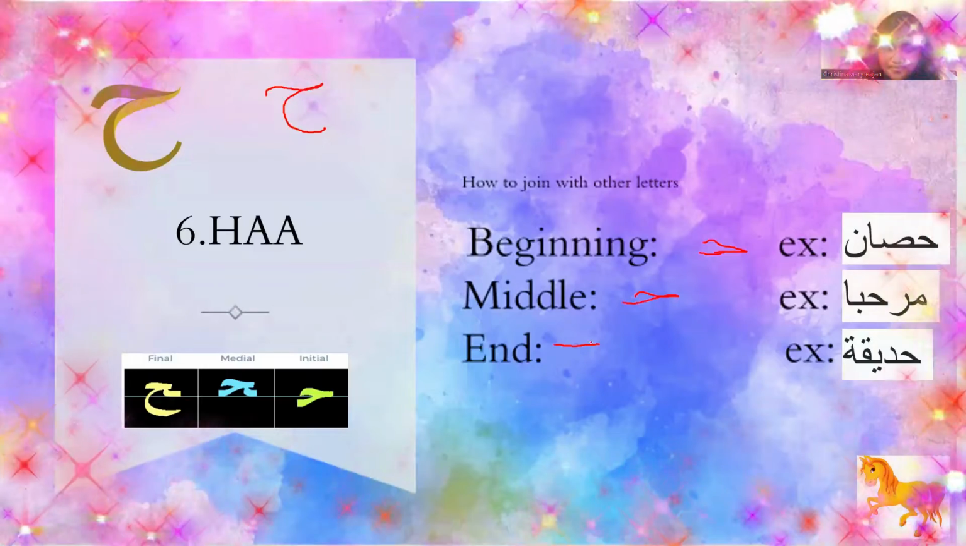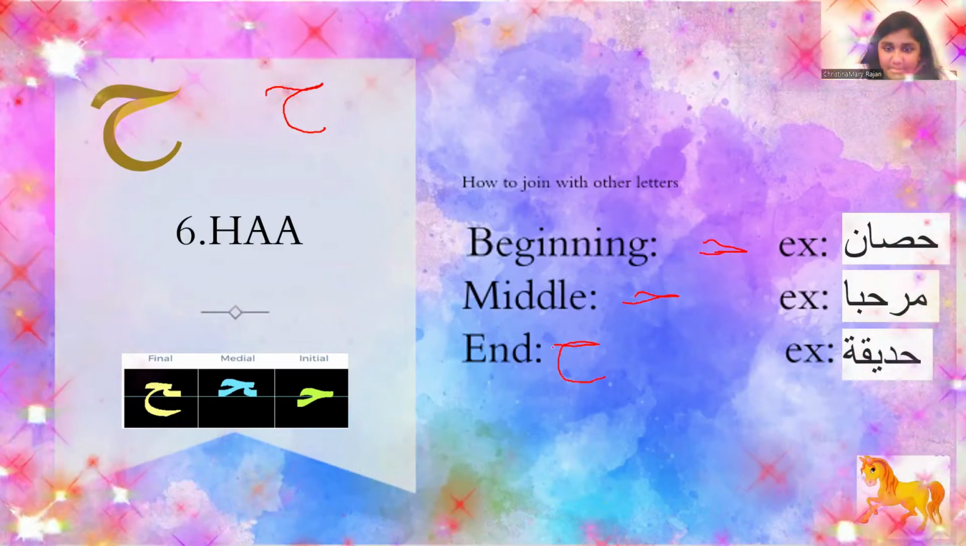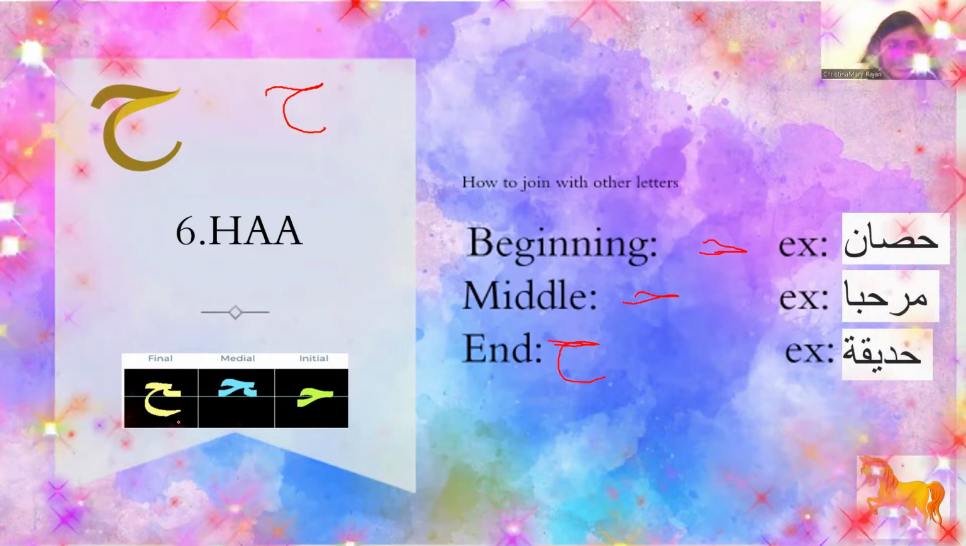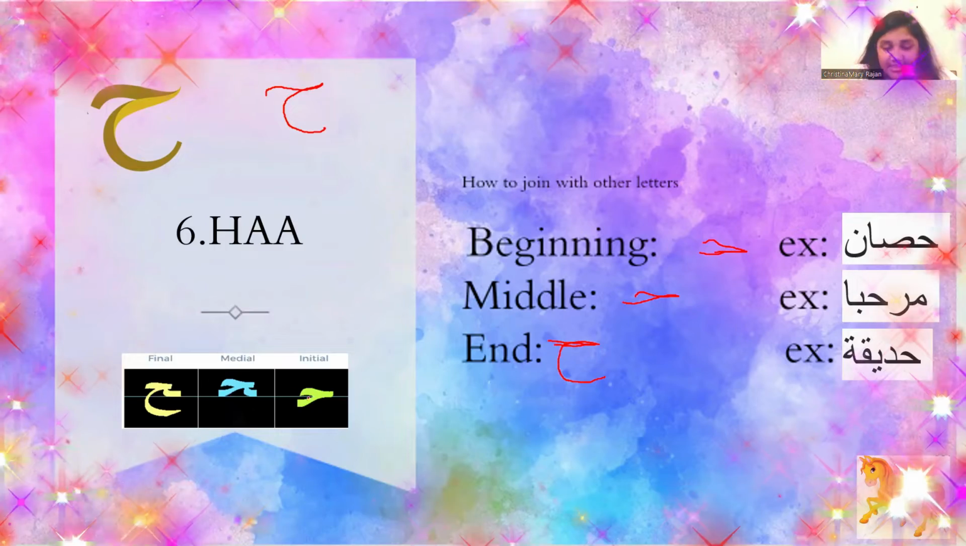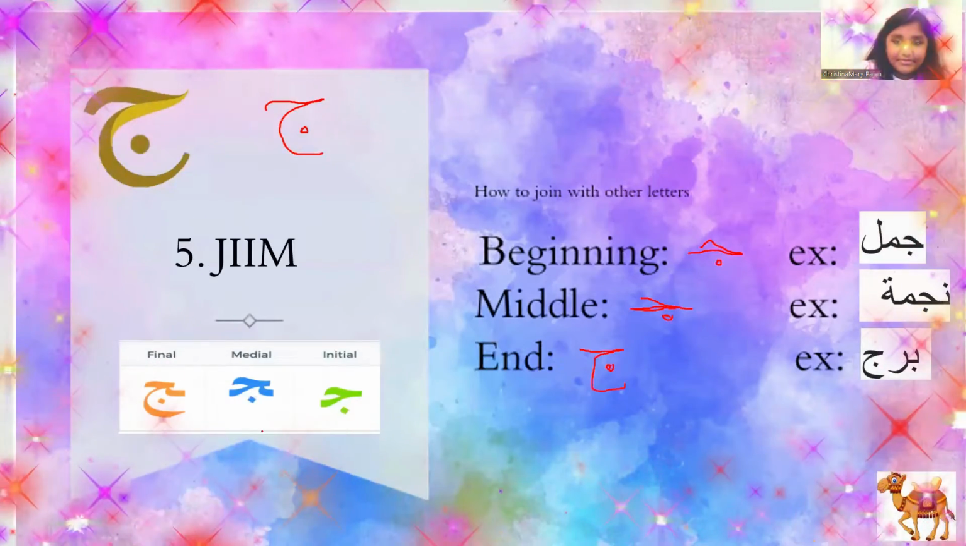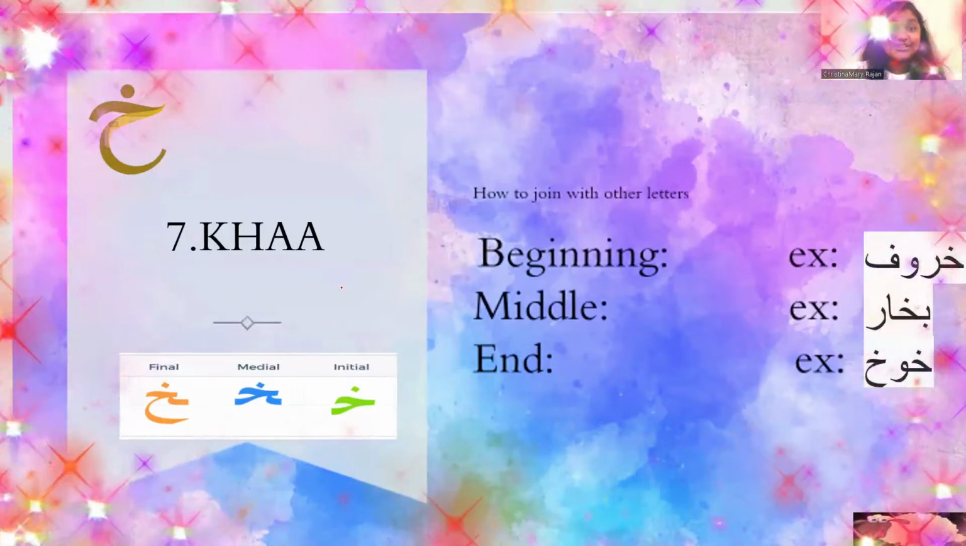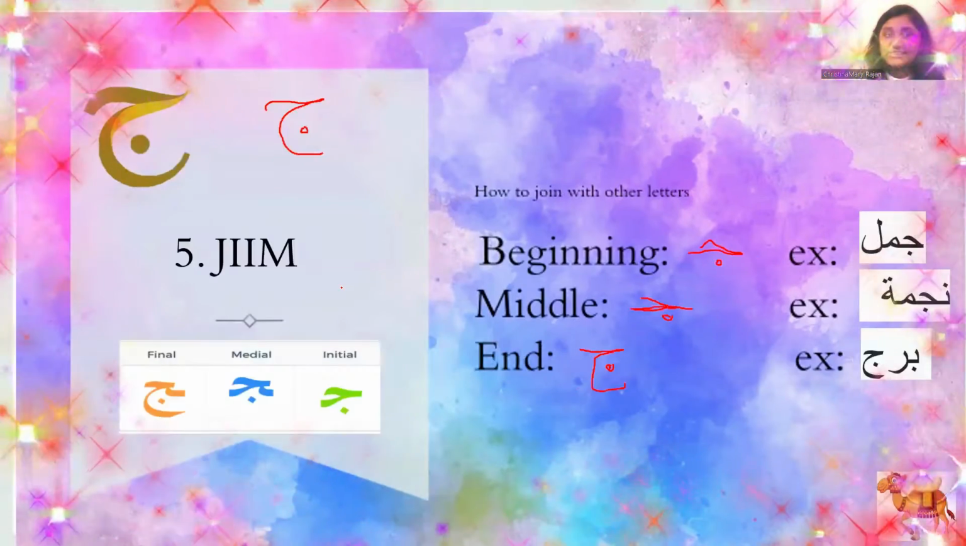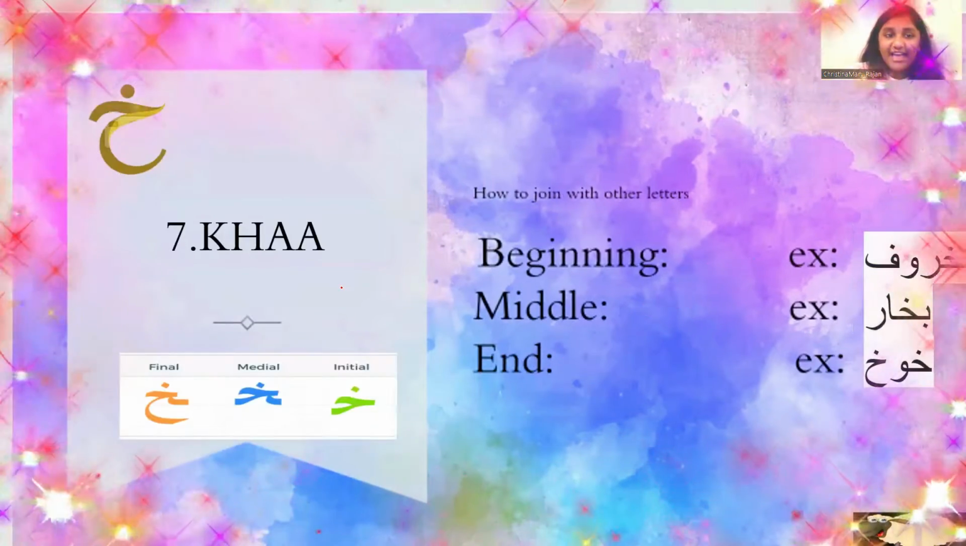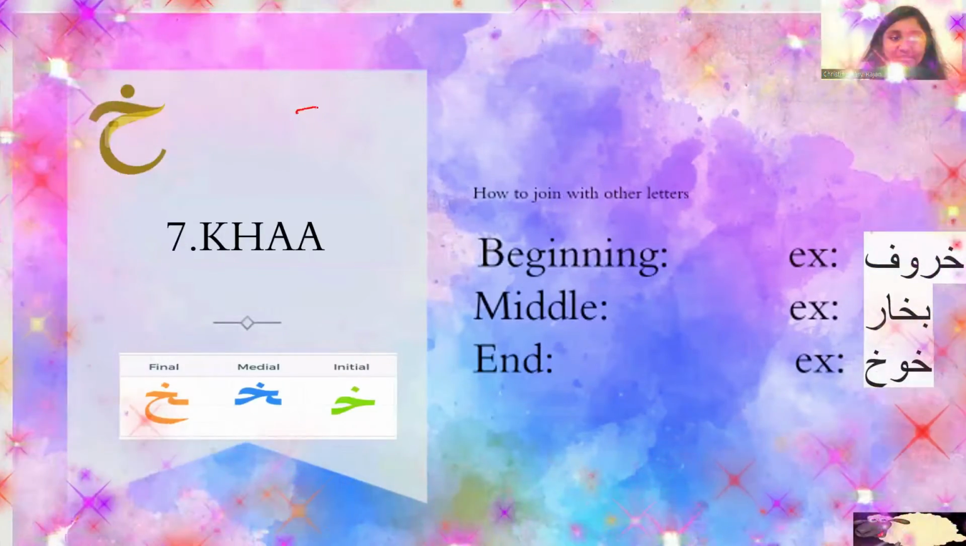Ha. Okay, as you can see here, Ha here is the same thing as here. In Jim and Ha, it's the same. Now let's go to Kha. Wow, it's the same thing as Jim and Ha. So let's learn how to write it.